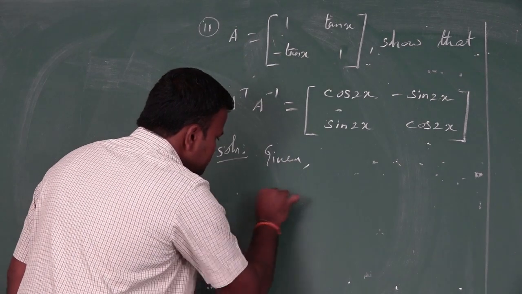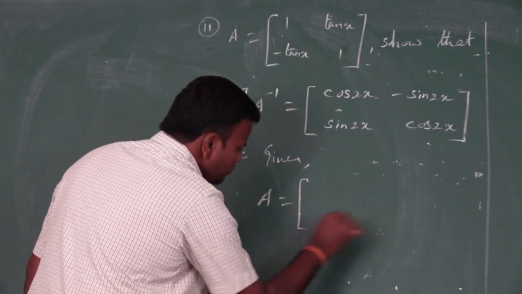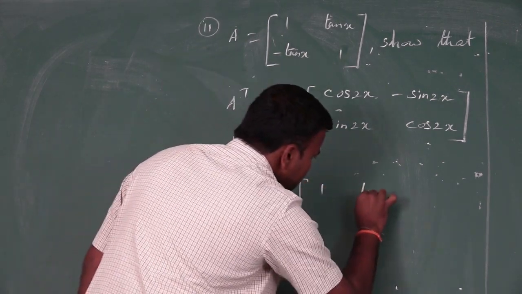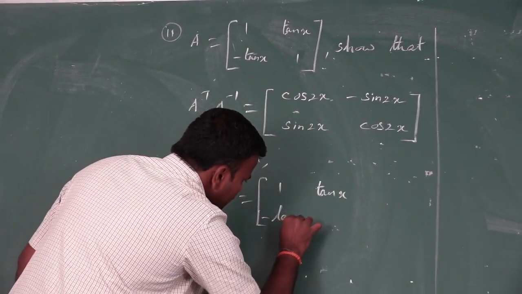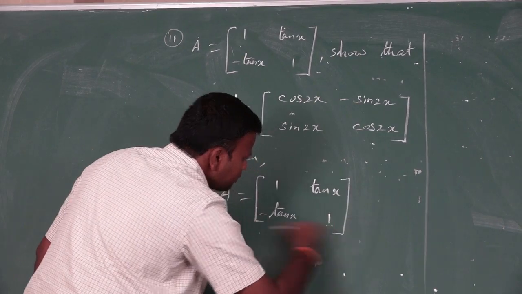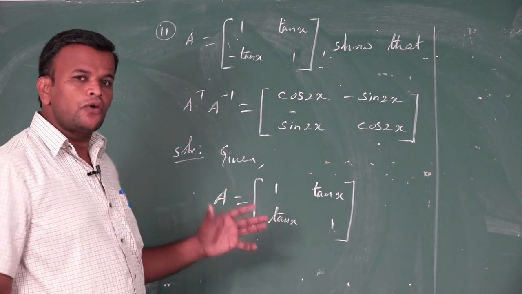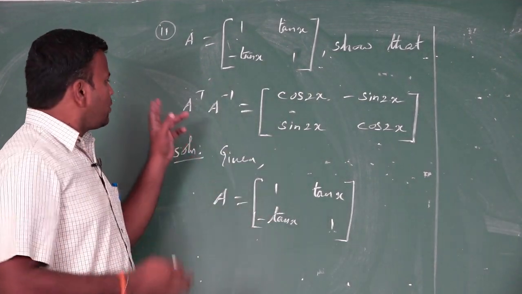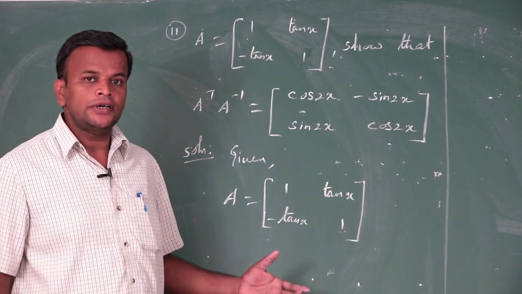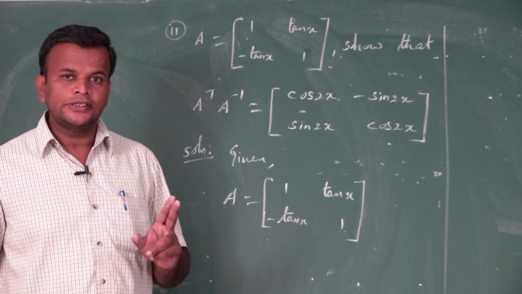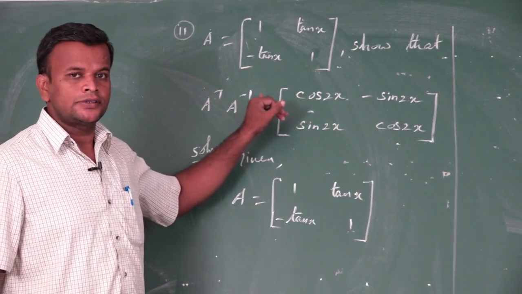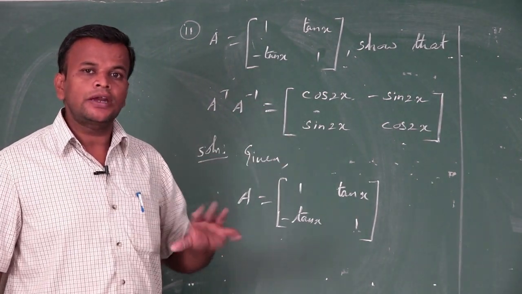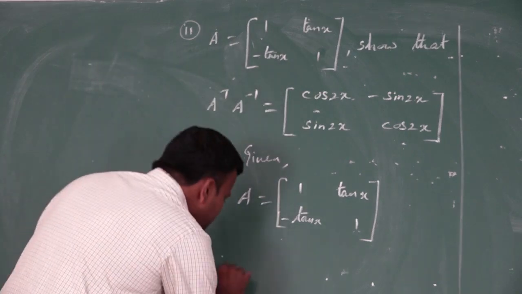What is the given matrix? A, whose values are 1, tan x, minus tan x and 1. You see in our proof, in the LHS, what matrices are involved here? There will be two matrices: A transpose and A inverse. So the first step is to find the transpose of A.